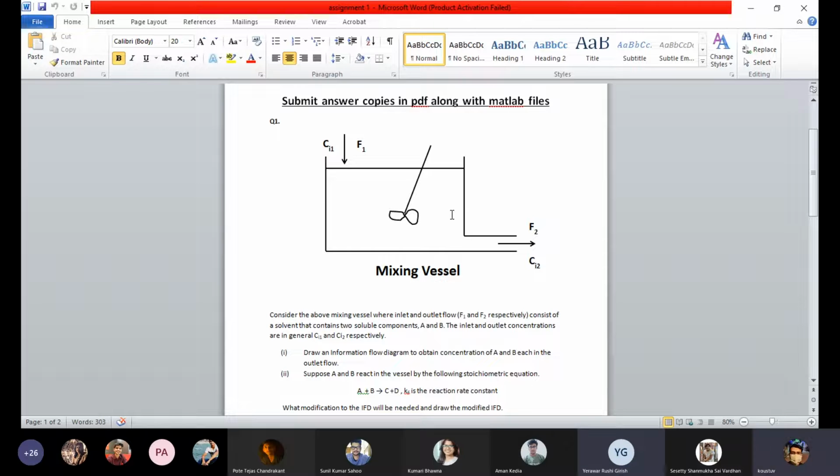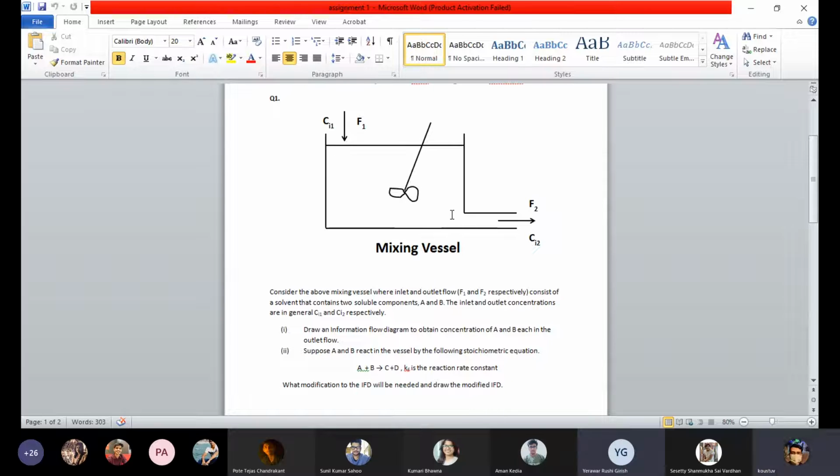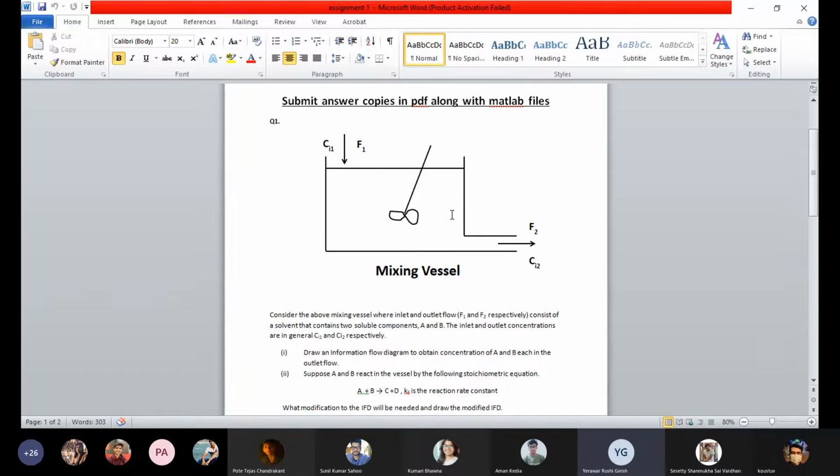Sir, in the question, is it given that A and B are two soluble components? Meaning F1 is the flow rate of the feed in which A and B both are there. Correct. So why is it needed to mix once again in the vessel? In the first part, no reaction is occurring, so why is the mixing needed? Yes, definitely correct. Good point you have thought about.